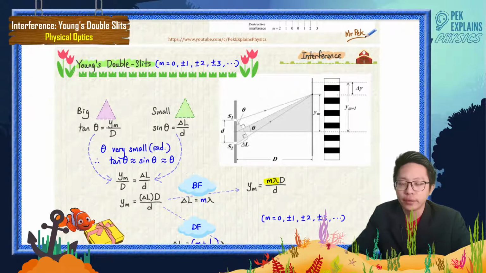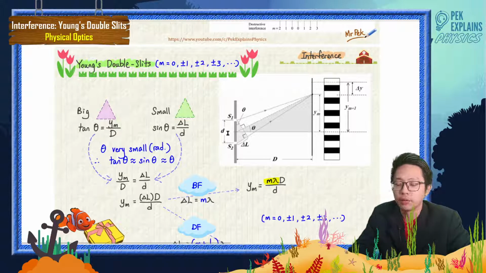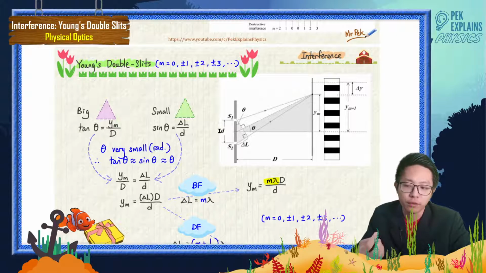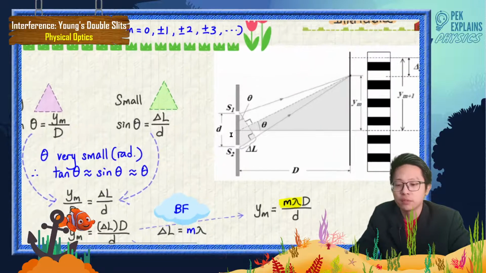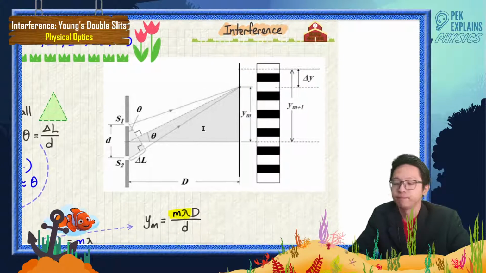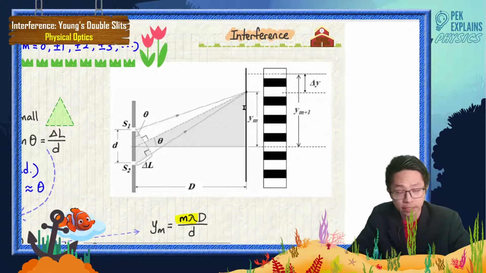Alright, now we are going to find out how we form the formula for a Young double slit interference experiment. Okay, how do we form the formula? Before we can find how to form the formula for Young double slits, there are a few terms that we need to identify first. First of all, let's check this setup for Young double slit.